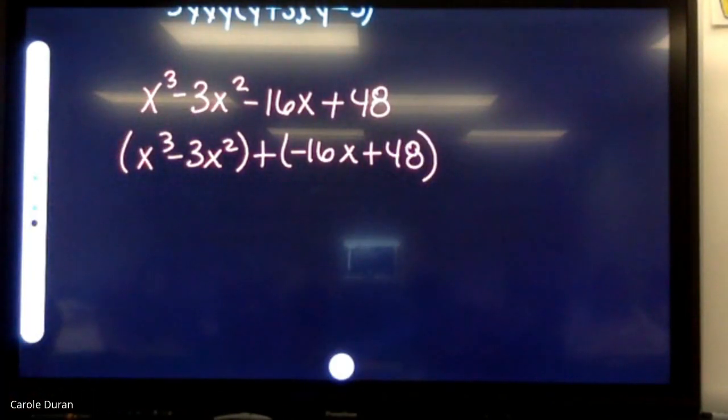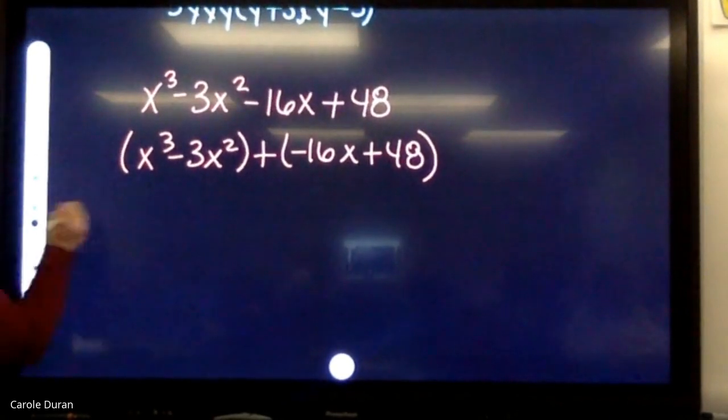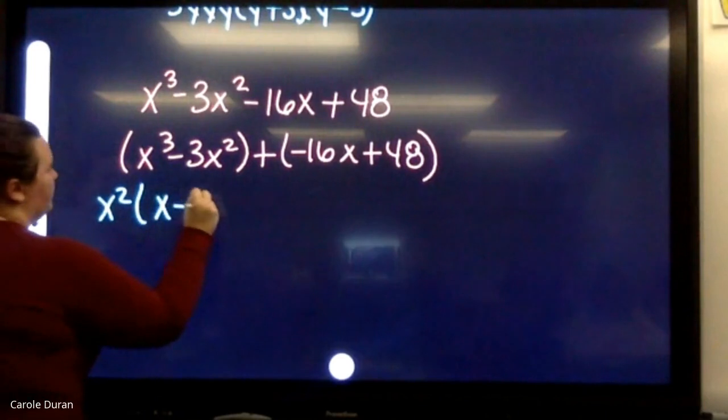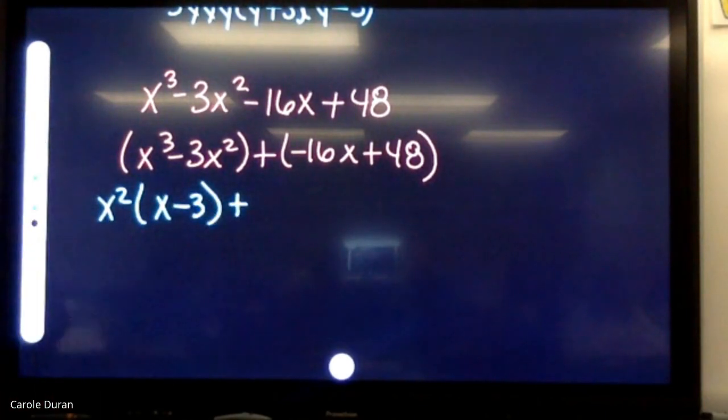What do I do next? Well, for the first parenthesis, I can take out an x squared, which leaves me with x minus 3. Then what? Samantha, what do I do next? You need to factor the second group to equal the same parentheses. Okay, so what can I take out of negative 16x plus 48 to make it leave an x minus 3?